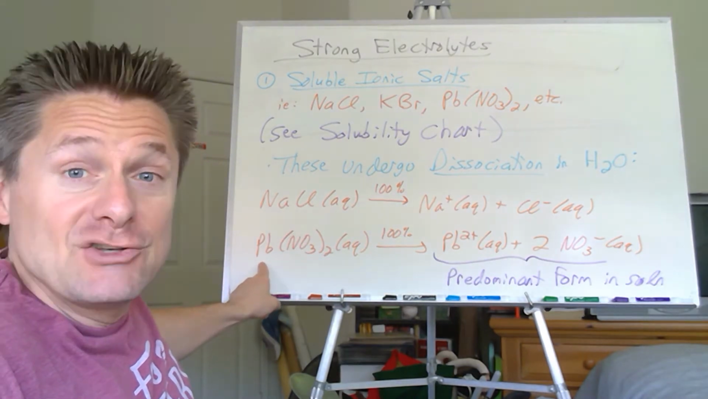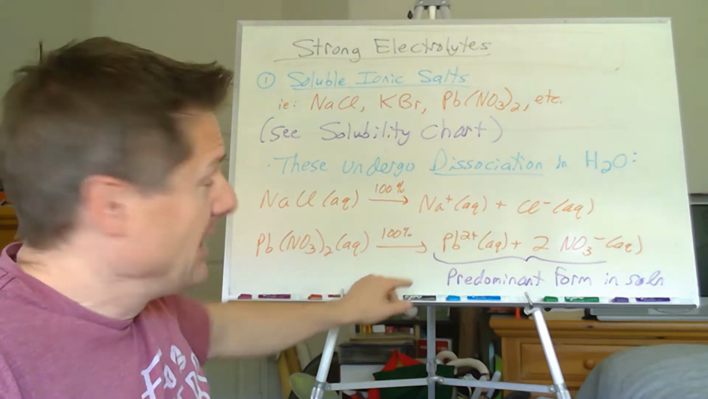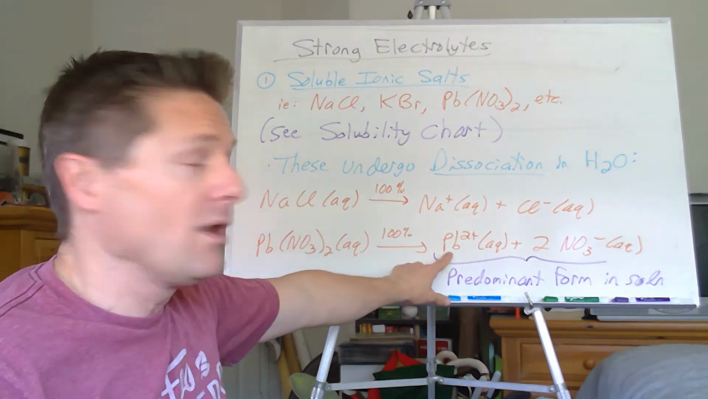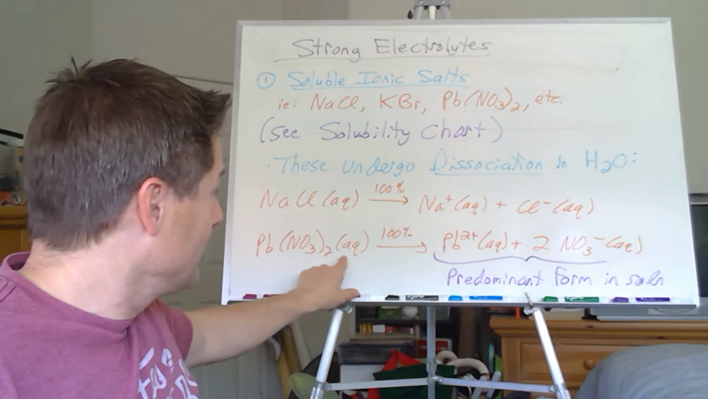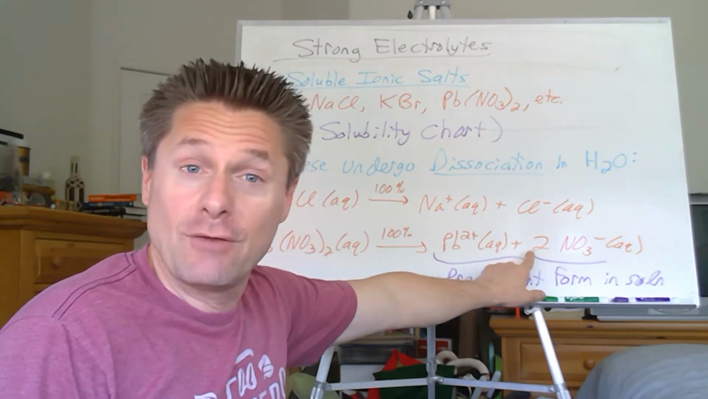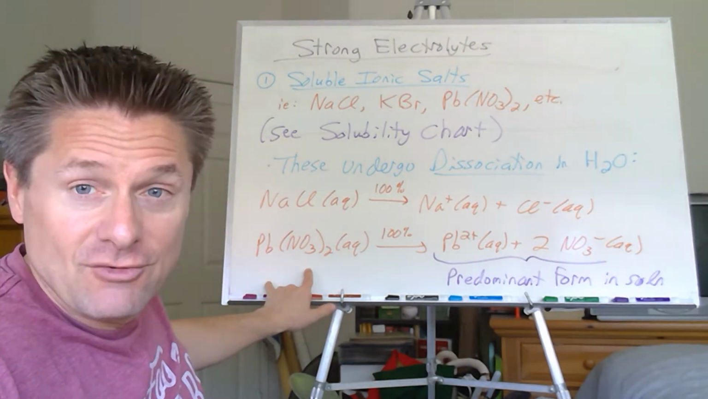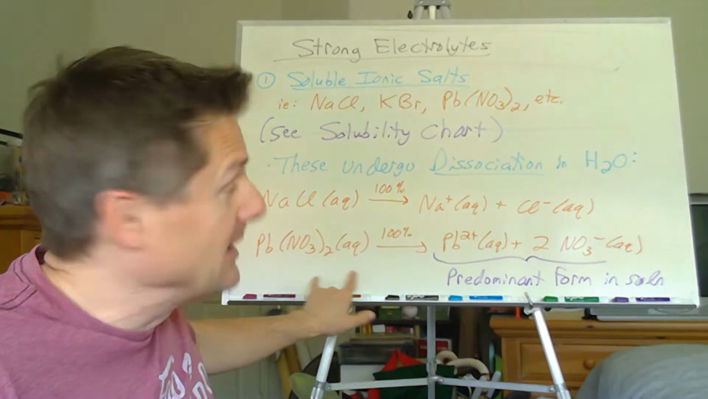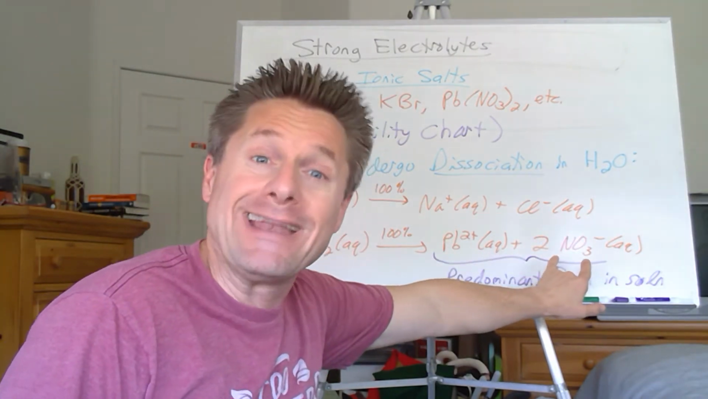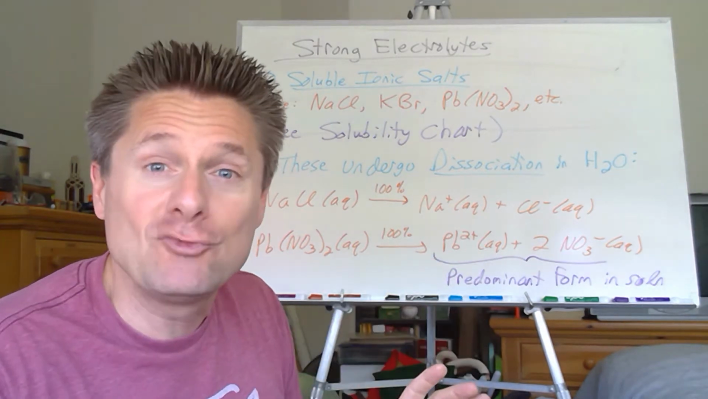Over here, if we take lead-2 nitrate, this breaks apart, dissociates to 100% extent. You have a subscript of 1, so 1 mole of this produces 1 mole of the lead-2 ions. See the subscript of 2 on the nitrate ions? That subscript becomes the coefficient over here, so you get 2 moles of nitrate ions. So 1 mole of lead-2 nitrate exists in solution as 1 mole of lead-2 cations and 2 moles of nitrate anions, separately moving around in water as individual particles.